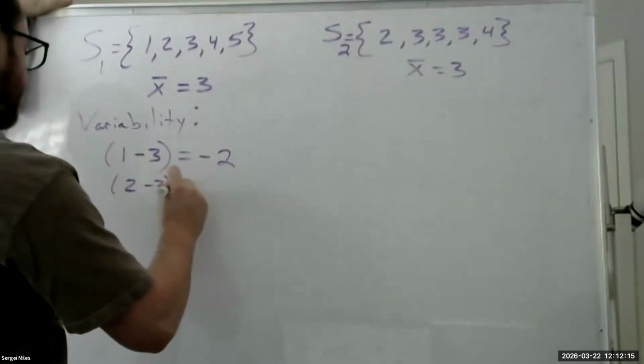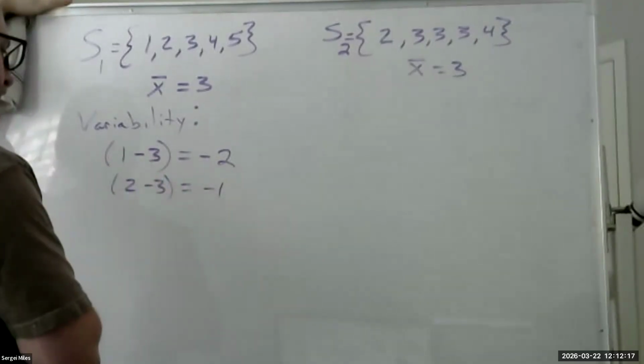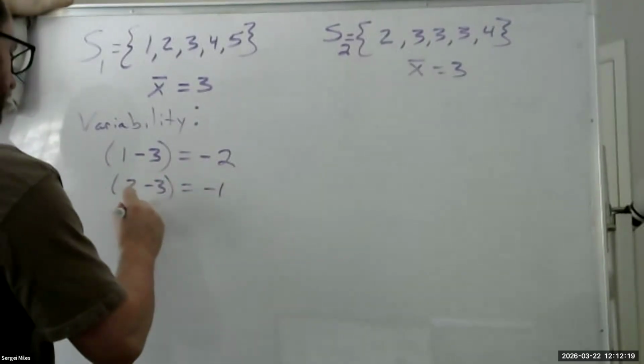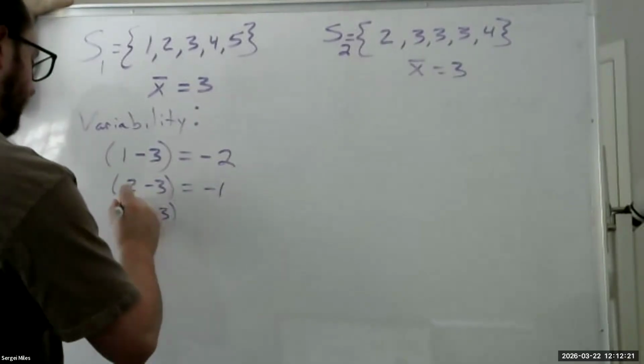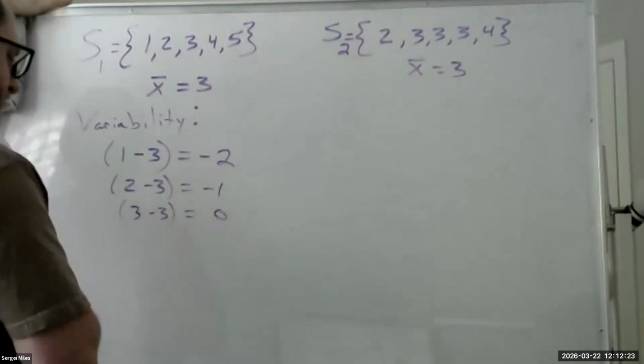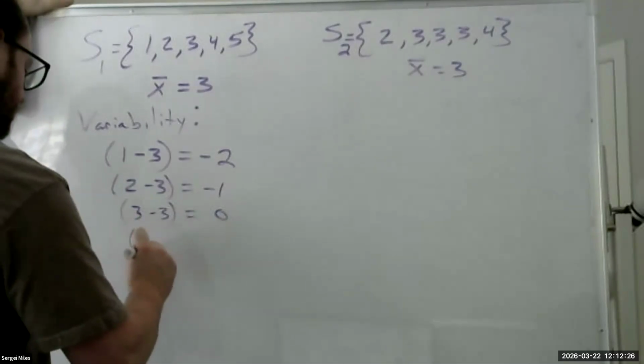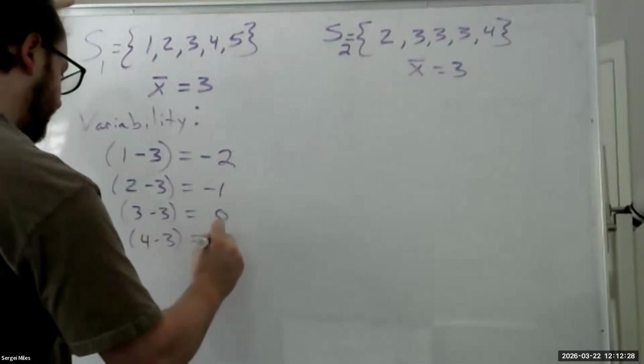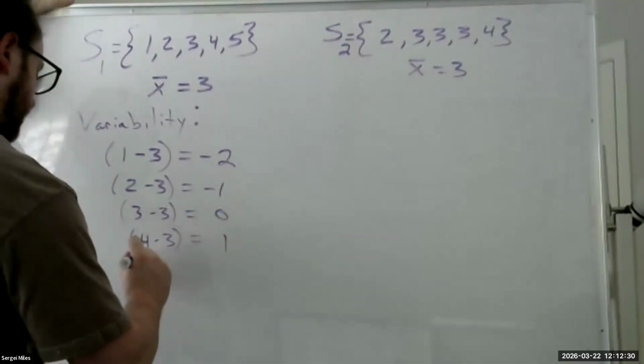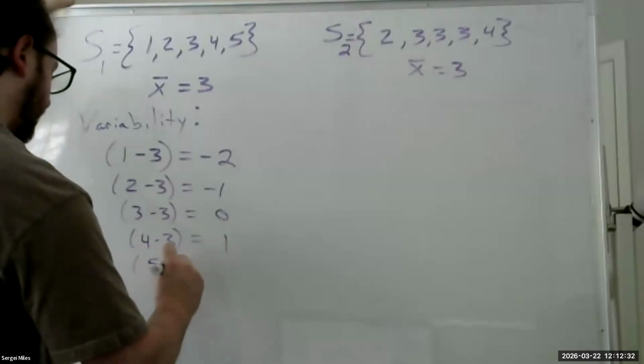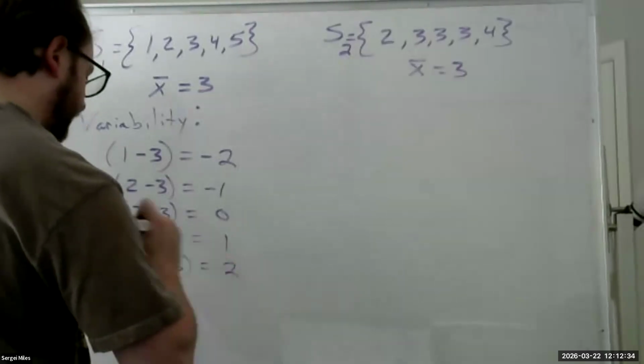2 minus 3 has a distance of -1 from the middle. 3 minus 3, well, that's a distance of 0. 4 minus 3 has a distance of 1. And 5 minus 3 has a distance of 2.